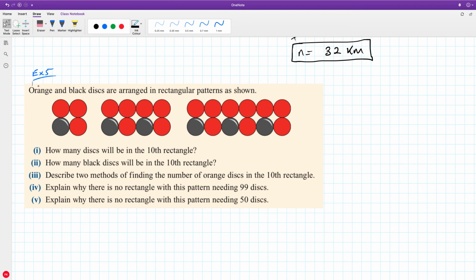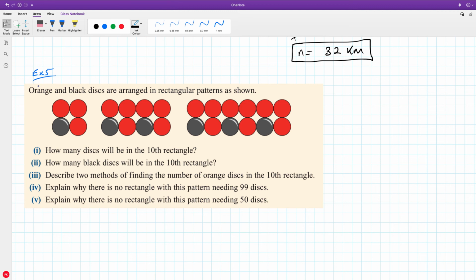Right, let's look at this. Slightly harder again. So orange and black discs are arranged in rectangular patterns as shown. How many discs will be the 10th rectangle? How many black discs will be the 10th rectangle?